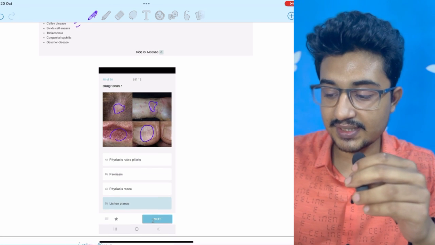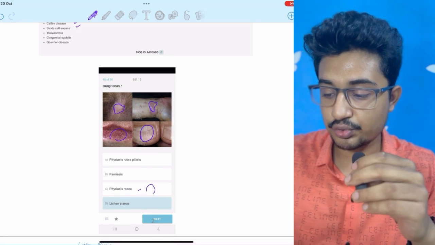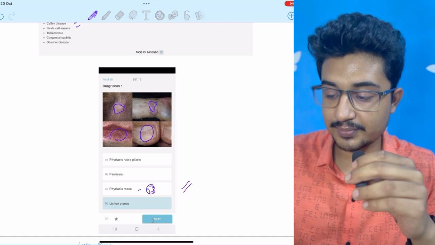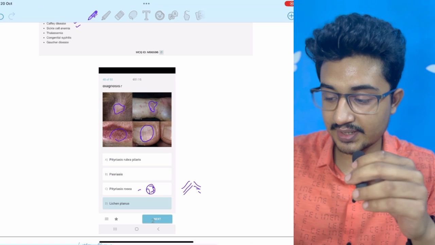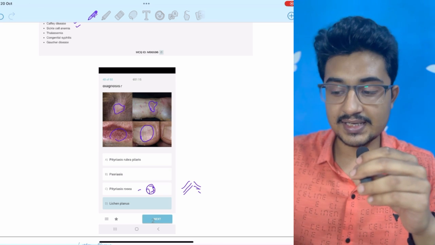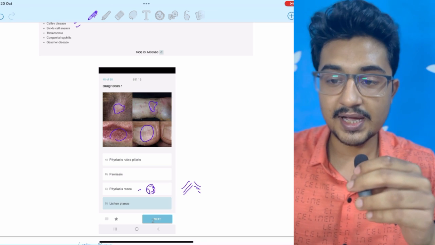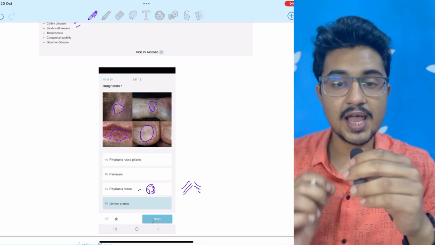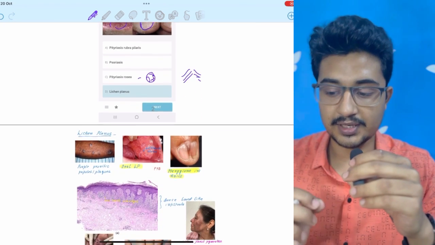So this is seen in lichen planus. In pityriasis rosea, what you will see? Collarette of scales and a Christmas tree distribution like this on the back. Psoriasis, you will see silvery scaling. In pityriasis rubra pilaris, there will be erythematous patches with islands of sparing and palmoplantar keratoderma.